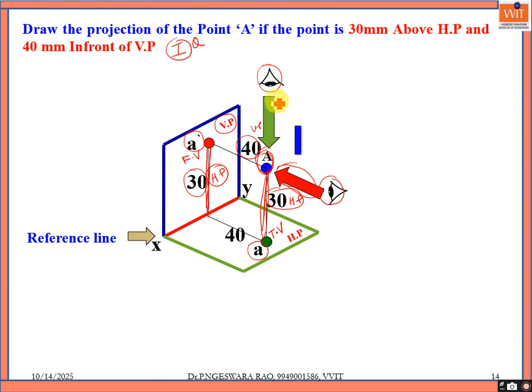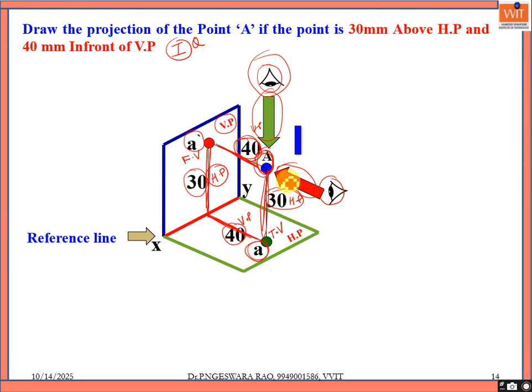Similarly, when you observe the object from the top, the image we get on the horizontal plane is the top image, its name is small a. When we are observing the object from the top, we can observe in the top view the distance from the VP. When you are looking from the top in this direction, the object A lies from the VP at a distance of 40. Hence, in the top view, we are getting the VP distance only. So the distance of small a here is 40, and this will be the VP distance.